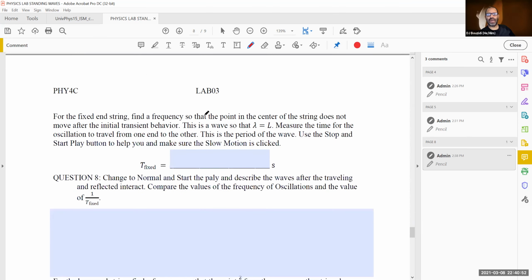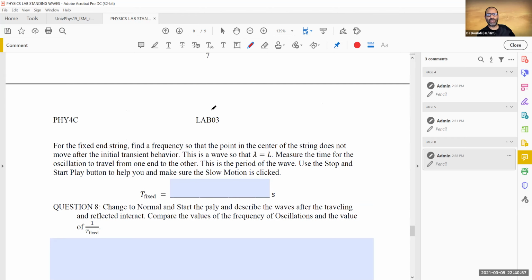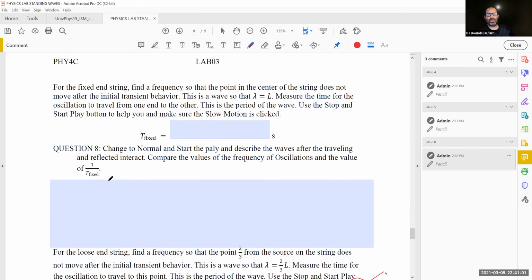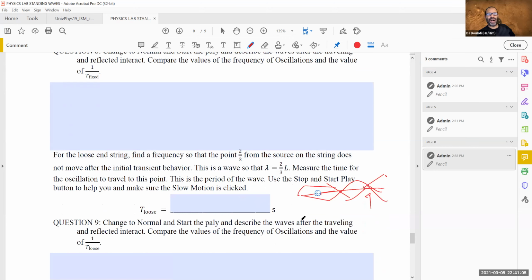So in the first case, lambda is equal to the length of the string, and you have the frequency. Multiply them together and you will find the velocity of the wave when the string was fixed from both ends. Find the length again, 2/3 of the way, that is actually the new lambda.